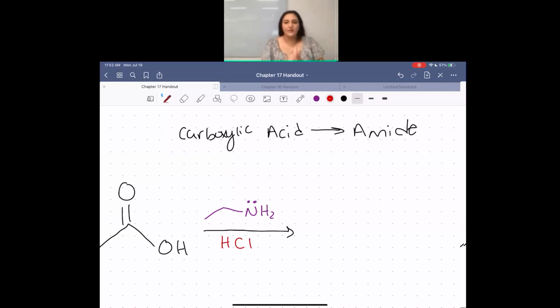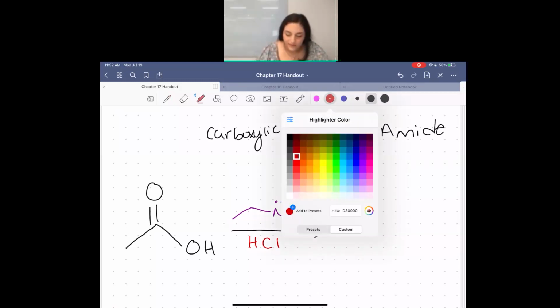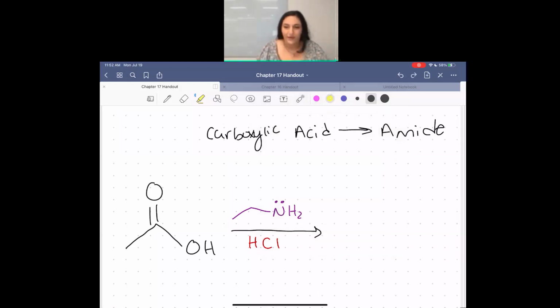All right, Rosemary method time, right? We see primary amine, we see acid catalyst, and we see carboxylic acid. So we automatically know this is no longer a chapter 16 question. That was entirely overwhelming. I'm so sorry. We are no longer doing a chapter 16 question. We're doing a chapter 17 question.